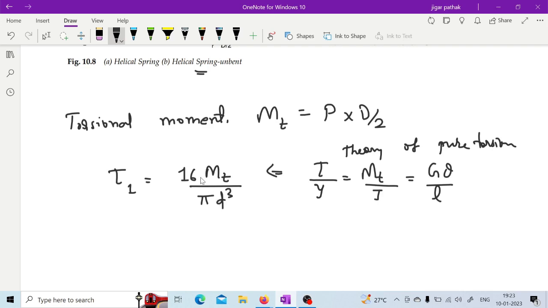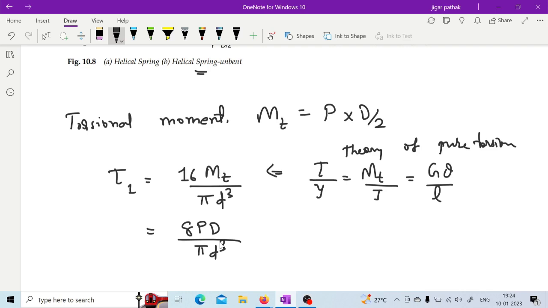So now if you simplify this, put the value of that Mt, then you can get it as 8PD upon pi d cube. So you know what is P? That is the load applied. This D is the mean coil diameter. This small d is the wire diameter of this spring, right? So this is how you are having the shear stress developed in your spring.